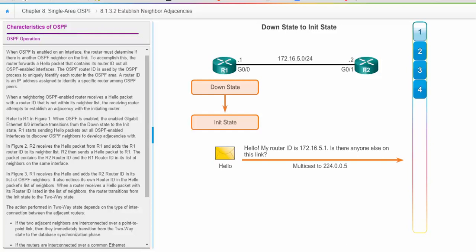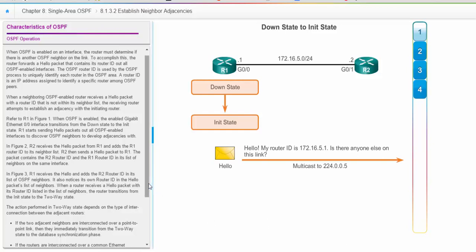When a neighboring OSPF enabled router receives that hello packet with your router ID that is not within its neighbor list, then that receiving router attempts to establish an adjacency with the initiating router. It says, hey, I didn't know about you. Let's see if we become neighbors now.